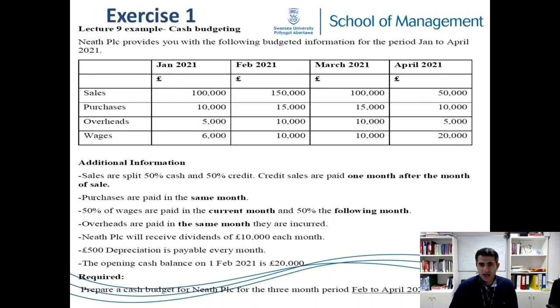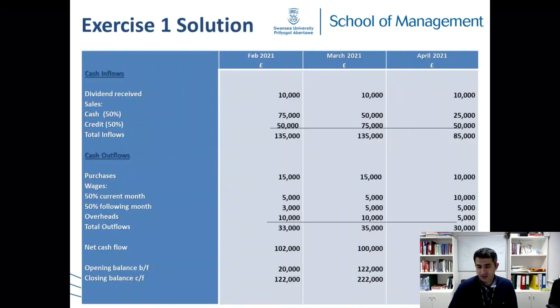Now, the next expense is the overhead, but the overhead is paid in the same month it is incurred. So for February you copy paste it, which is 10, 10, and 5. So if you add up all the outflows, it's 33,000. Here 35, and here 30.